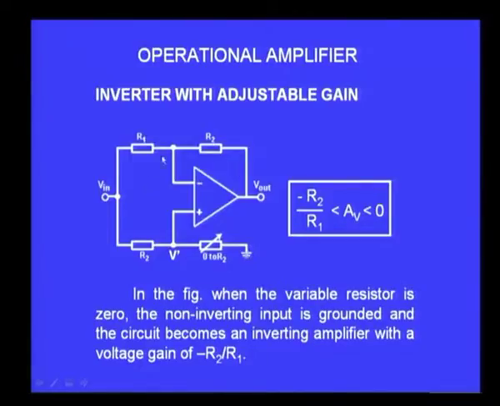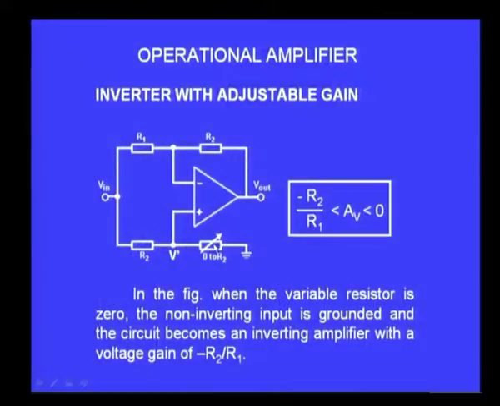So, how do I analyze the circuit? I want to understand what the gain of the circuit will be for different values of the resistor R2 at the non-inverting terminal, from 0 to the maximum value R2. If I vary it, how will the gain change? That is what we are interested in.